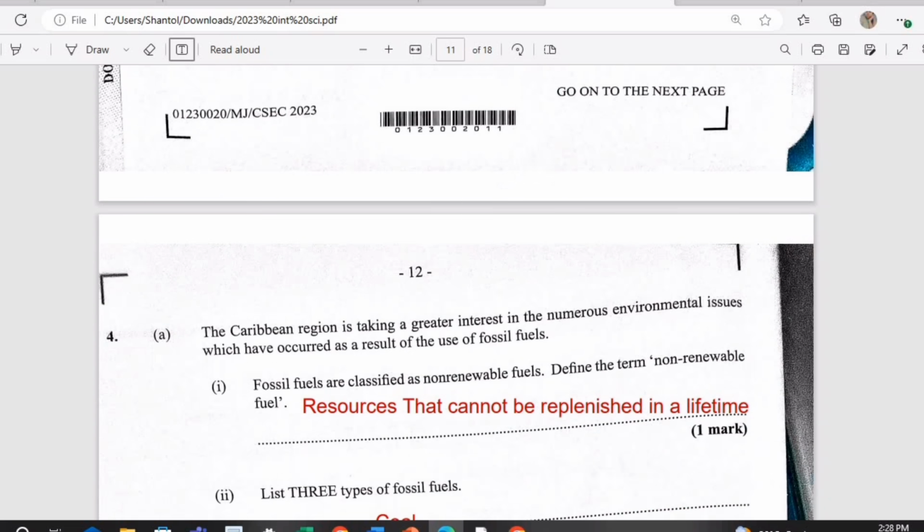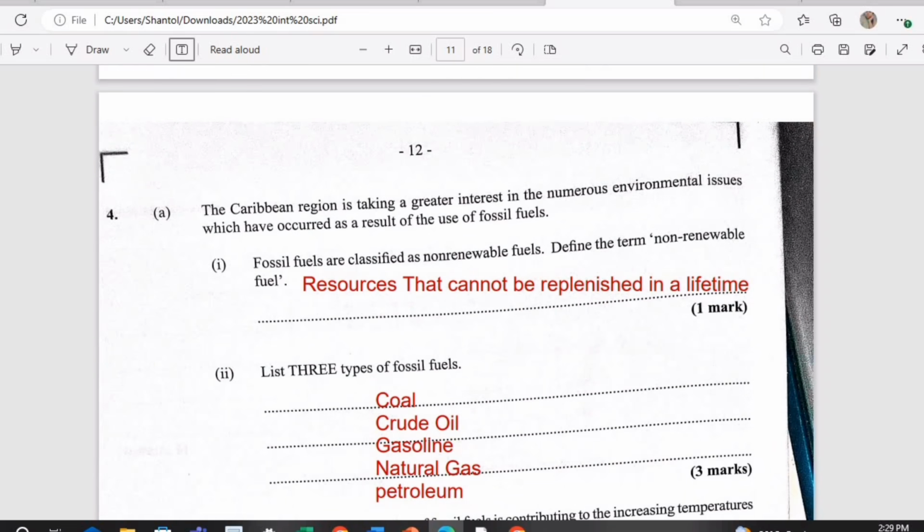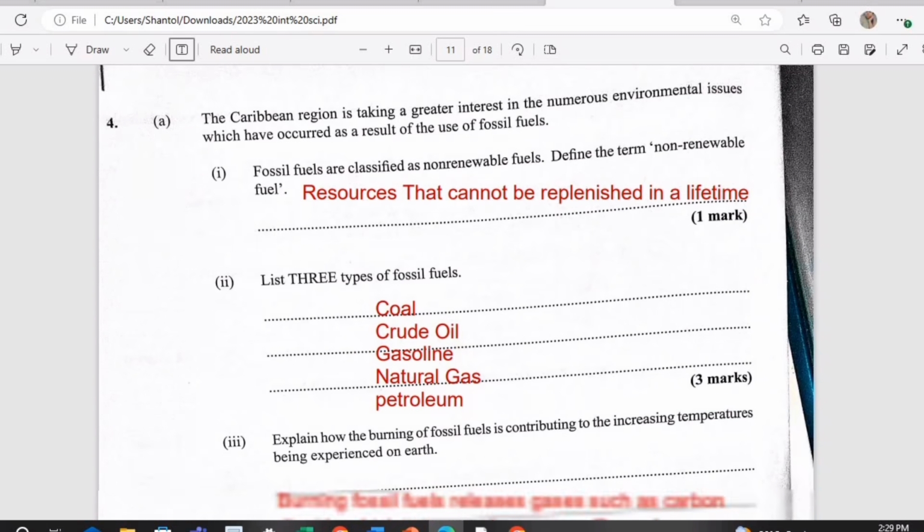Part 2 of the question says, list 3 types of fossil fuels. Now, if you know fossil fuels, you will know that the examples are coal, crude oil, gasoline, natural gas, petroleum. Any one of those fuels would be correct. So coal, crude oil, gasoline, natural gas, and petroleum.